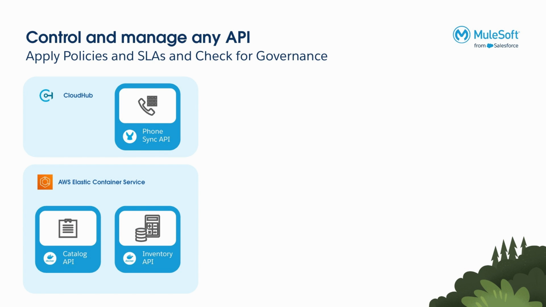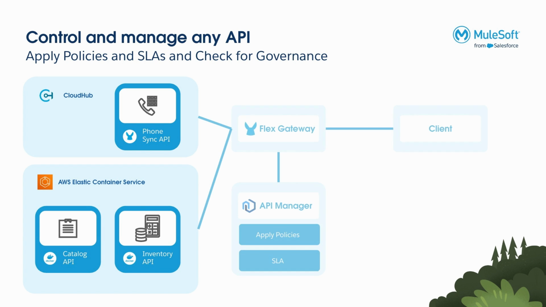Previously, we made sure that our three API specifications are conformant to governance standards: PhoneSync API built in Anypoint Code Builder and deployed in CloudHub, a MuleSoft managed service, Product Catalog API, and Product Inventory API built in generic Visual Studio Code and deployed in AWS. Now, we want to control and manage APIs by applying policies and SLAs to them.